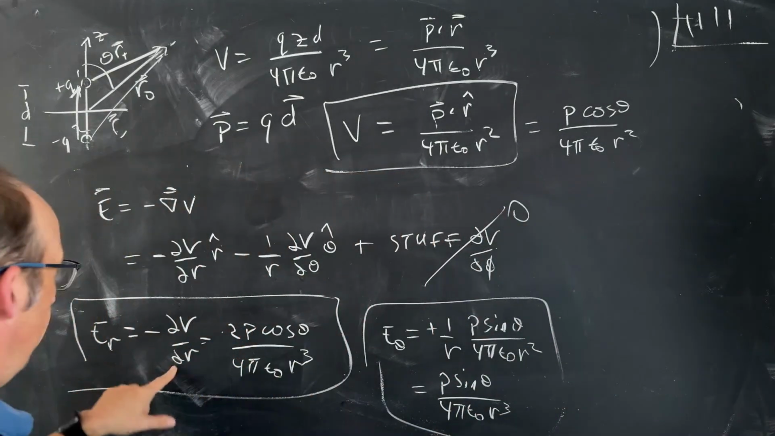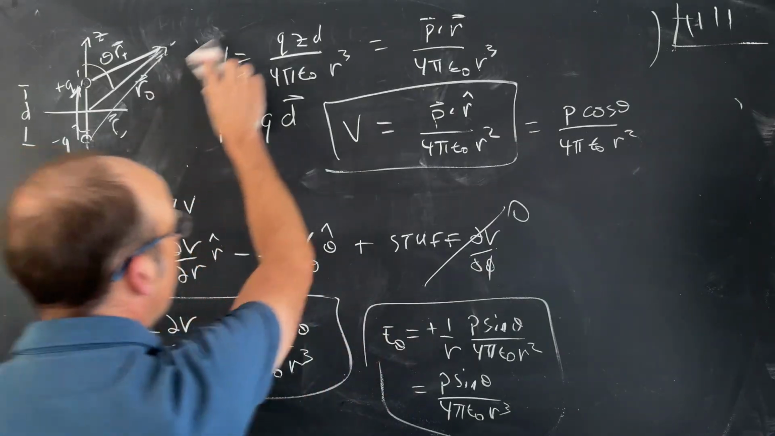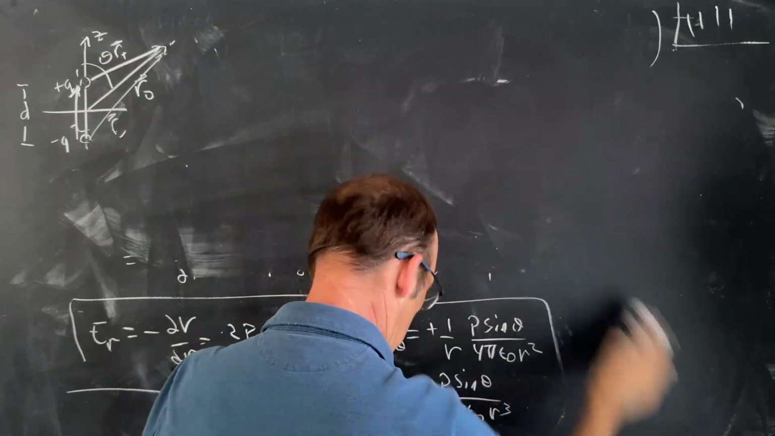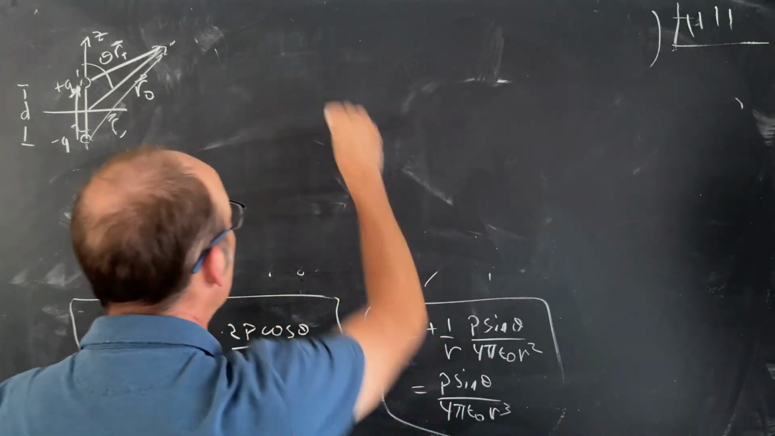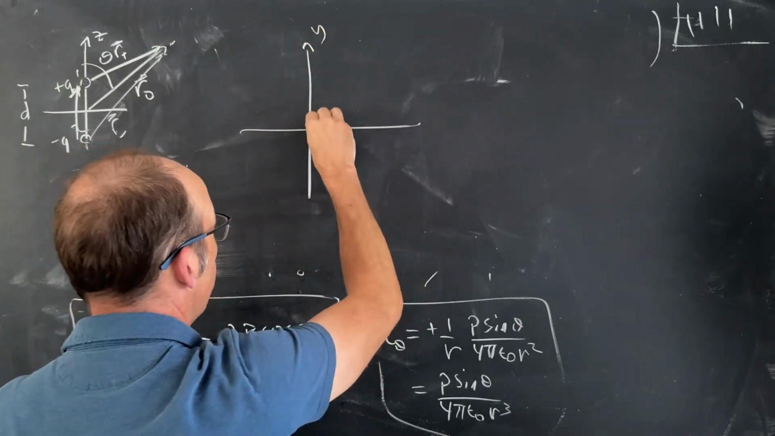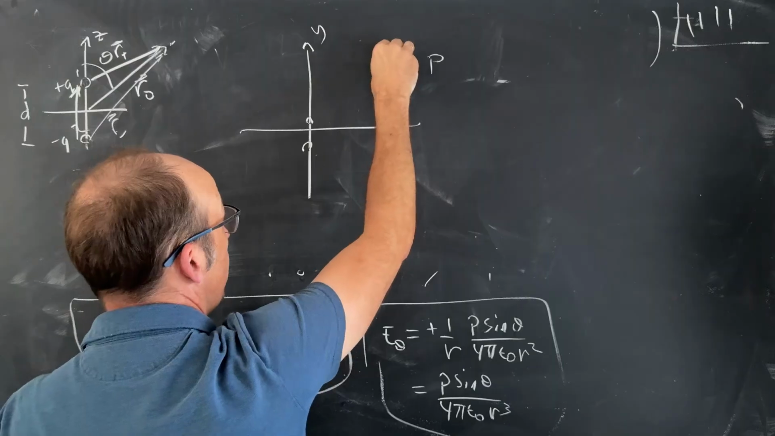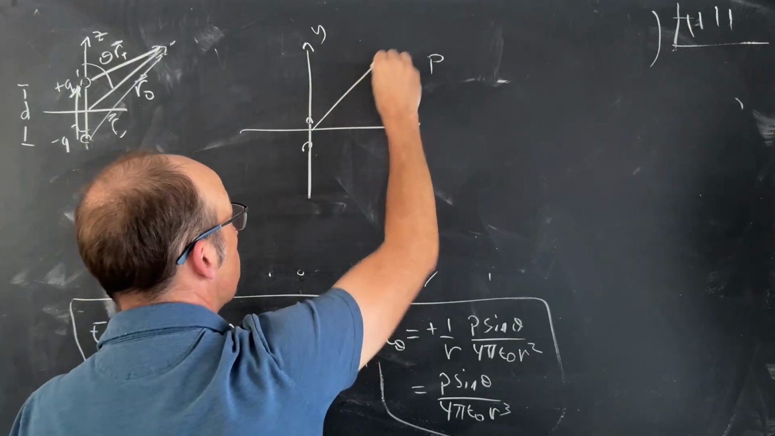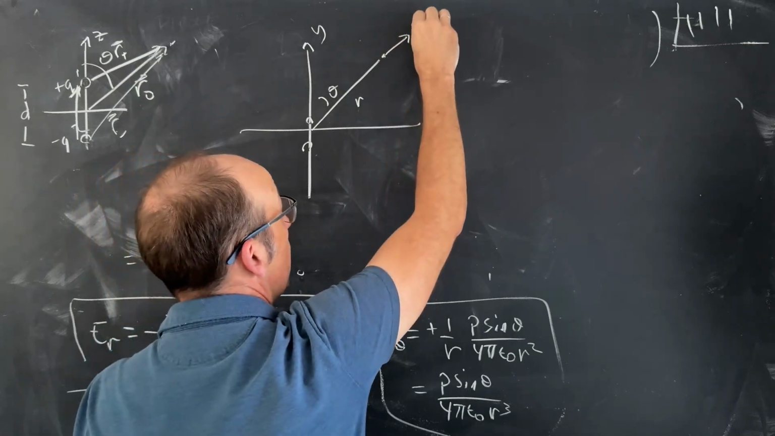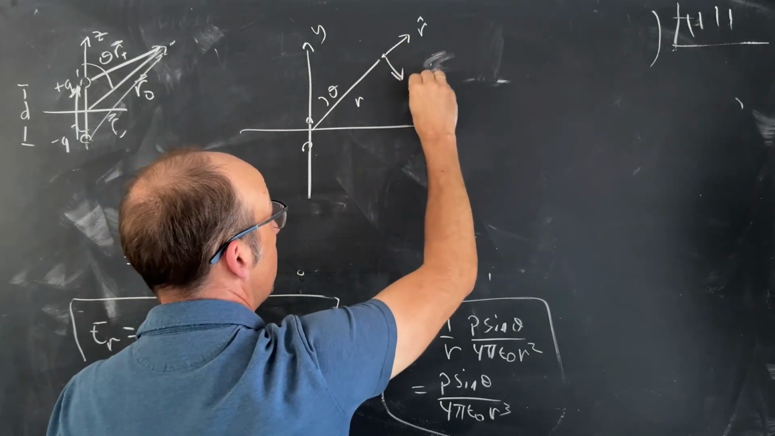Okay. So we're going to use this for E_r, this for E theta. So we need to calculate p. But now let's just imagine that I have, let's call that the y-axis, and then here's my p vector. So I have p is like that, and then I'm over here. So that's r, and that's theta. And I'm going to calculate E_r r hat, and then E theta theta hat.